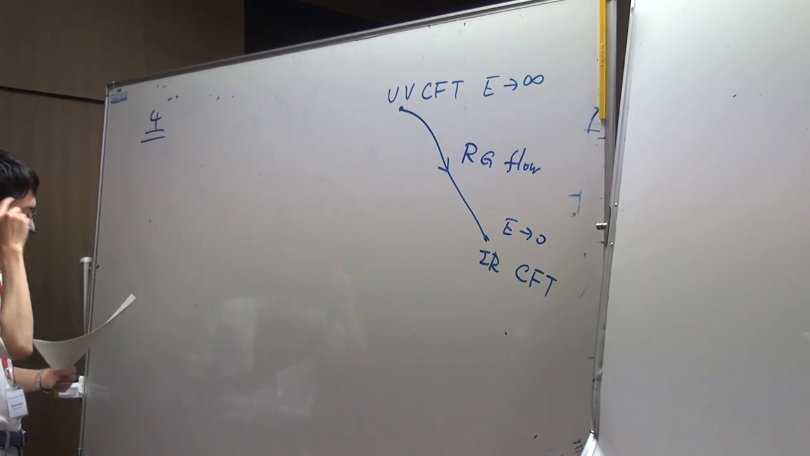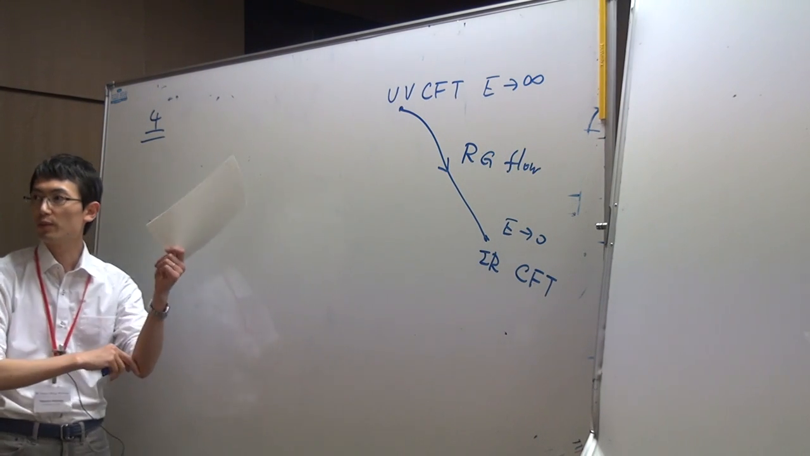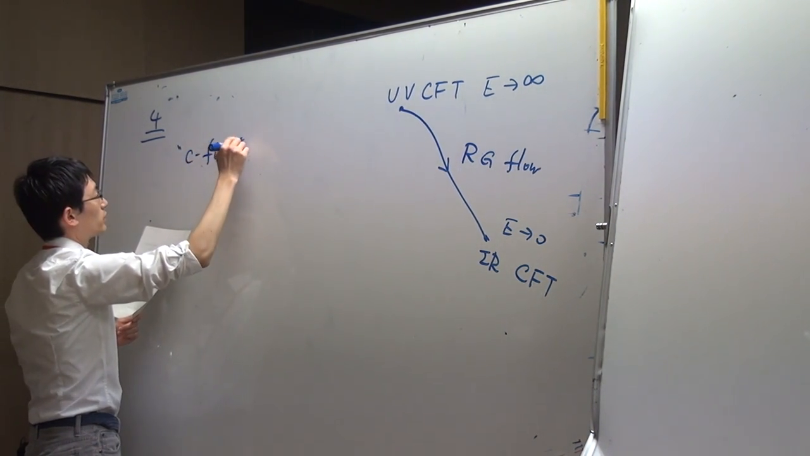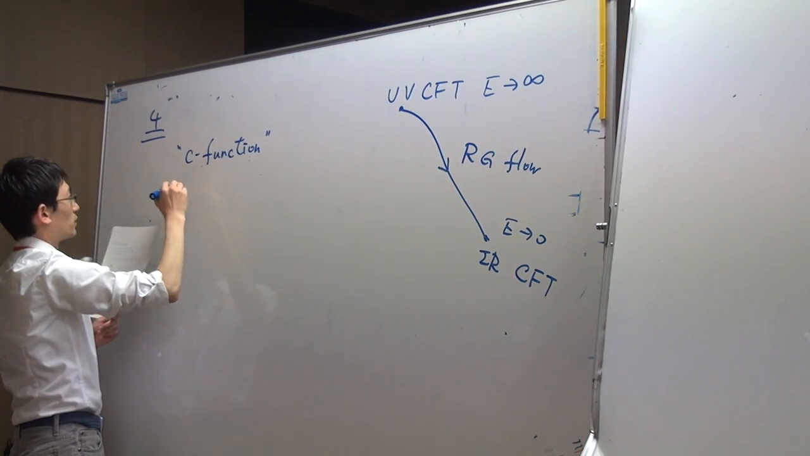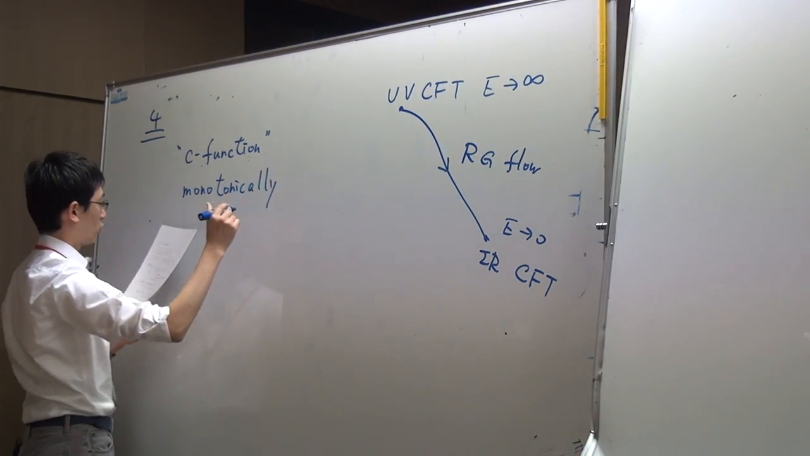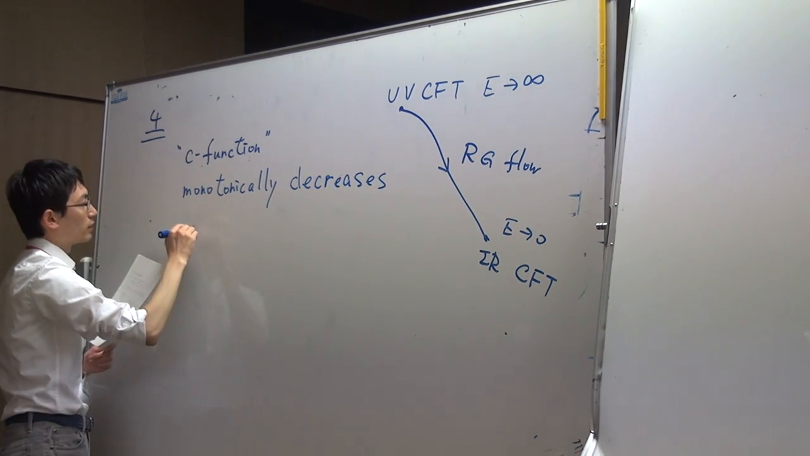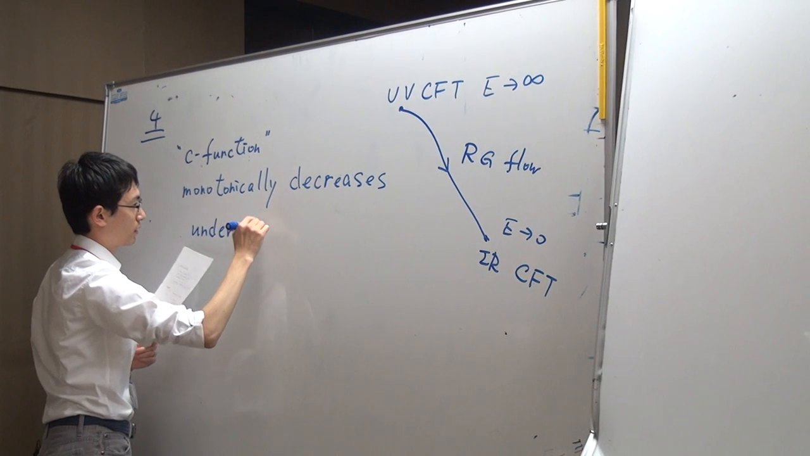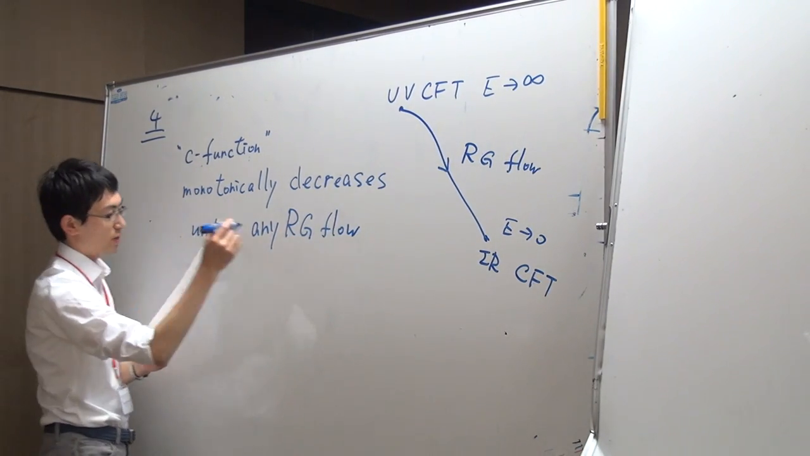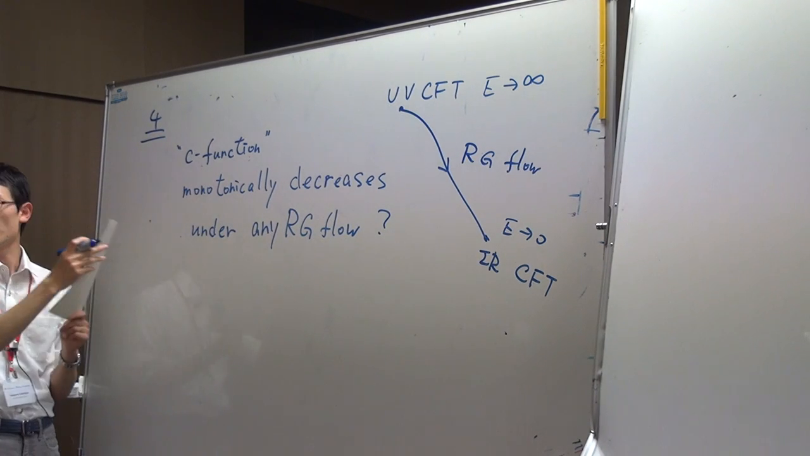In such a situation, I'd like to ask one question. Is there any quantity which measures the degrees of freedom in quantum field theory? I'm going to consider some function, called the C function, which monotonically decreases under any RG flow. Is there such a function in quantum field theory? If such a function exists, then you can use this function as a measure of degrees of freedom.